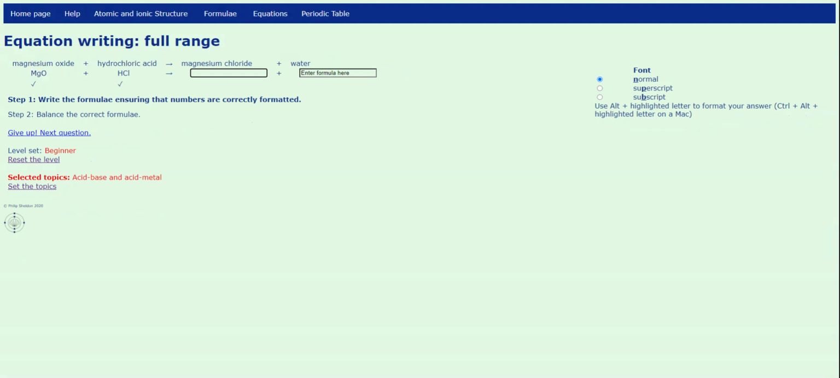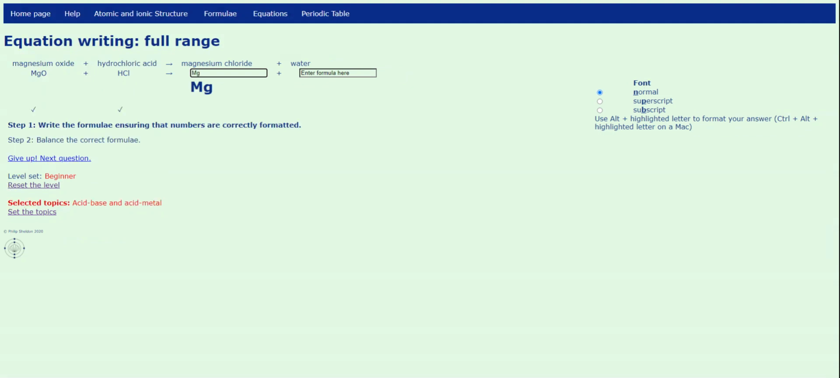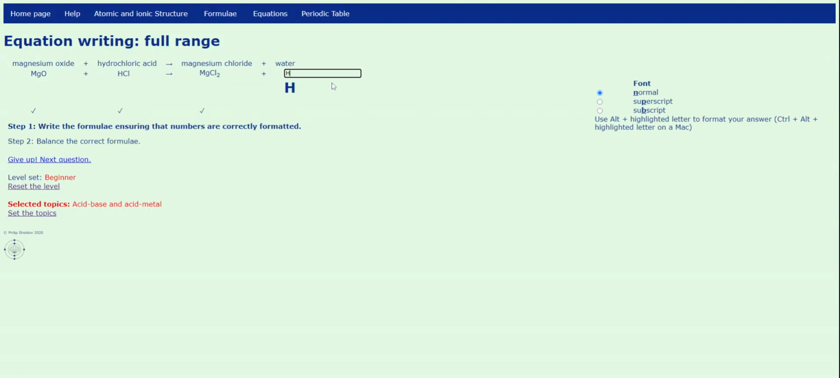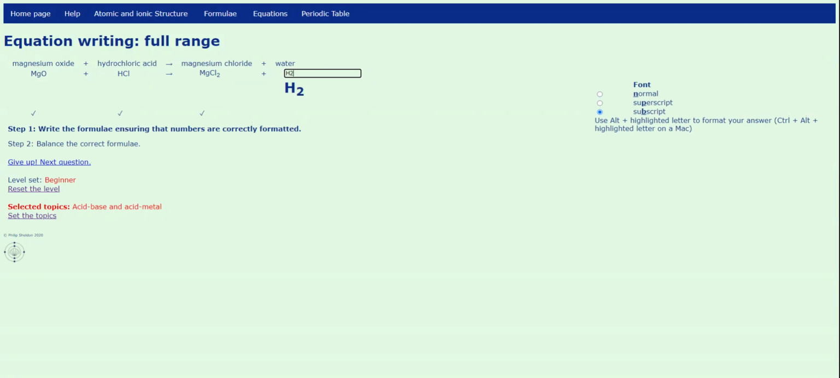And then magnesium chloride is MgCl. Now we need to get the formatting correctly. We looked at the formatting of these on the formulae tab. It's going to be subscript 2, and then H2O for water. Subscript: you can click on the button there, or you can use the keyboard shortcut.